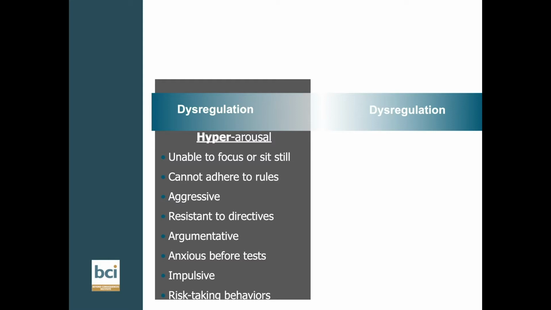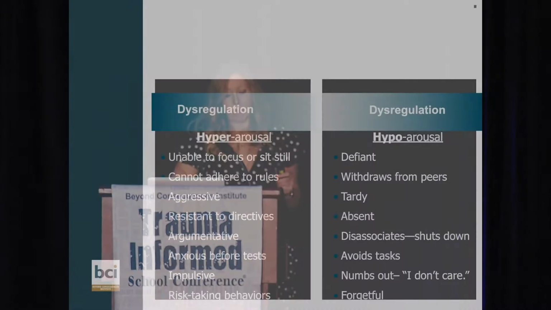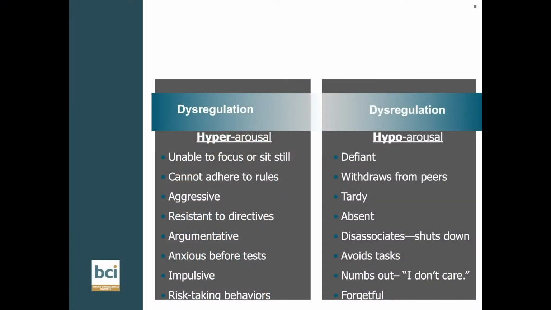Cannot adhere to rules, aggressive, resistant, argumentative, anxious, impulsive, risk-taking. These are expressions of behavior where the core is dysregulation. On the flip side of that, you have the inward expression, which is hypoarousal. These are the ones, again, inward, so they're defiant, they're withdrawn, they're tardy, they're absent. They dissociate, which just means they shut down.